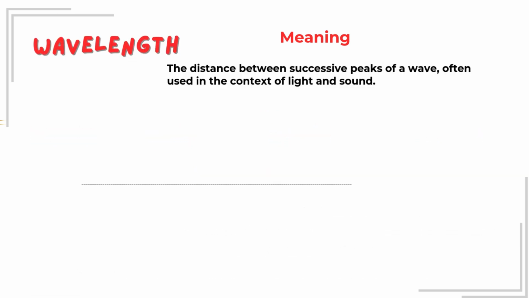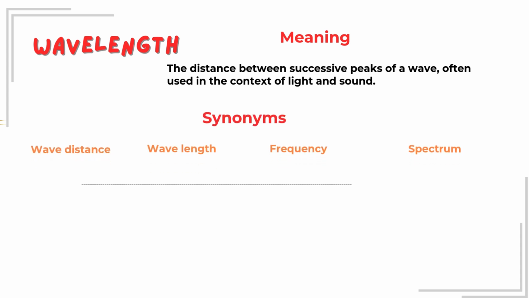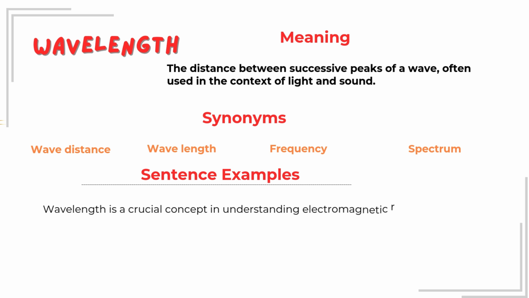Wavelength. The distance between successive peaks of a wave, often used in the context of light and sound. Wave distance. Wavelength. Frequency. Spectrum. Wavelength is a crucial concept in understanding electromagnetic radiation.